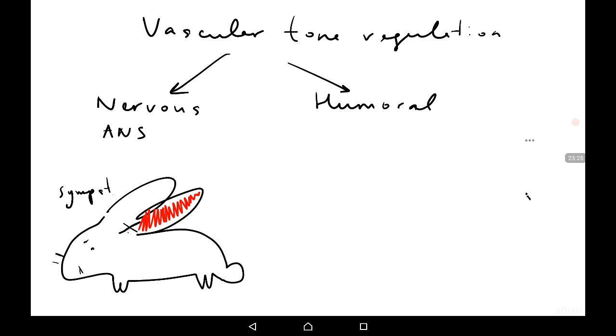The well-known factors are epinephrine, or adrenaline, which may increase or also may decrease the vascular tone. It depends on the receptors. We know alpha and beta receptors for epinephrine. Alpha predominantly constrict; if beta receptors are stimulated, dilation may occur. But adrenaline is a well-known factor that adjusts the vascular tone.